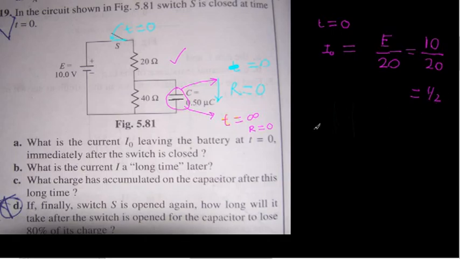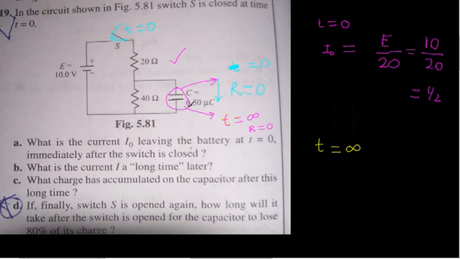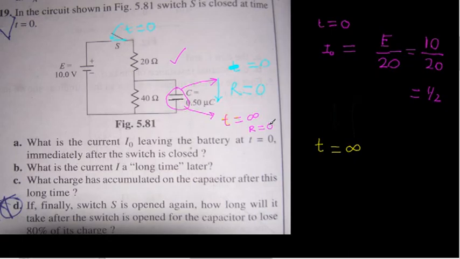0.5 ampere. Okay, this is I naught. And what is the current at longer time? Means at t is equal to infinity. When you have t is equal to infinity, infinity means longer time, then this r will be infinity. I'm very sorry, this is not 0, this is infinity, means higher value.